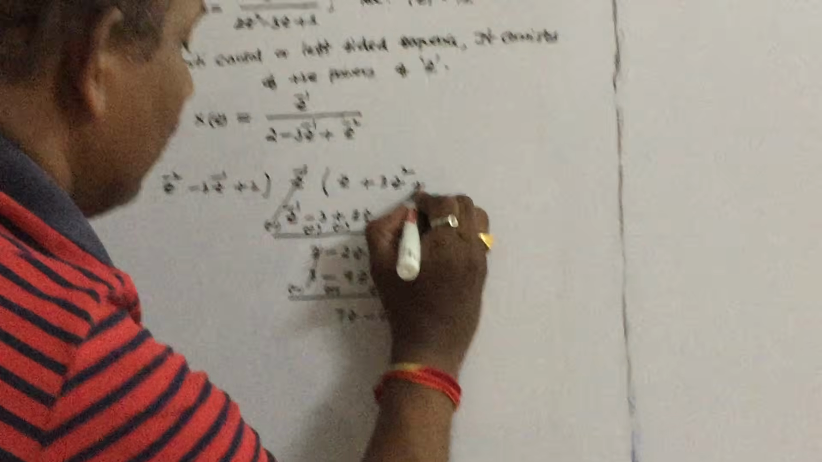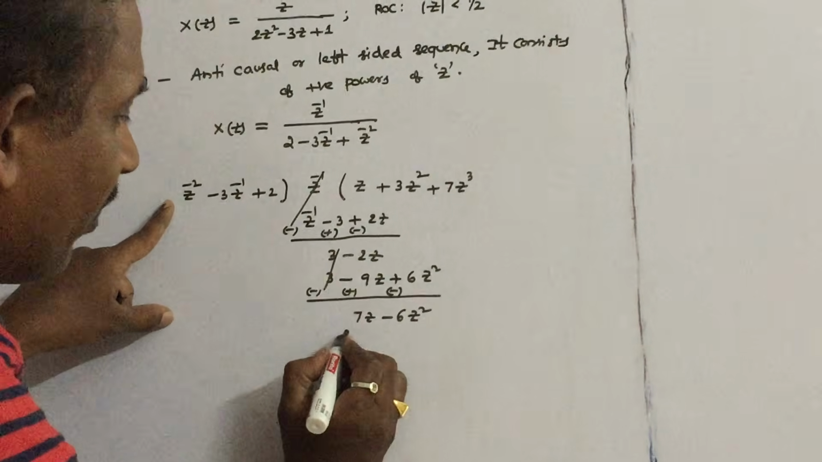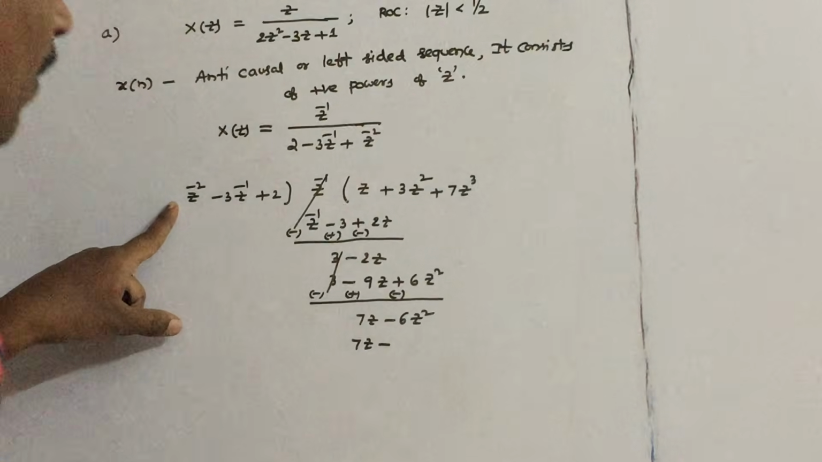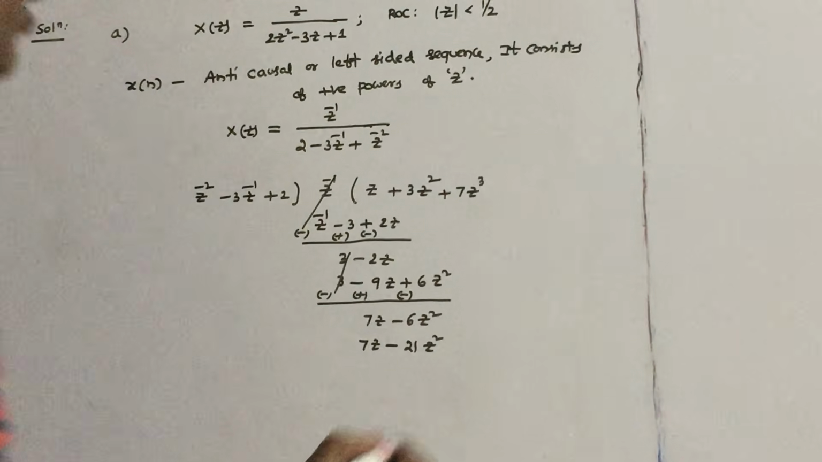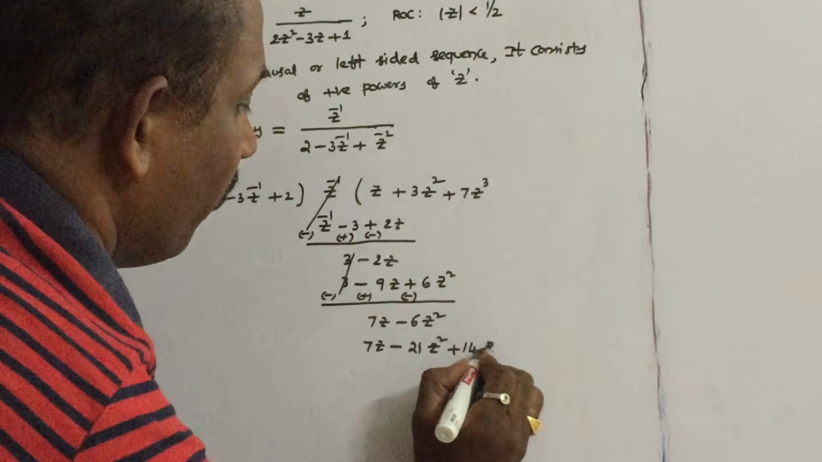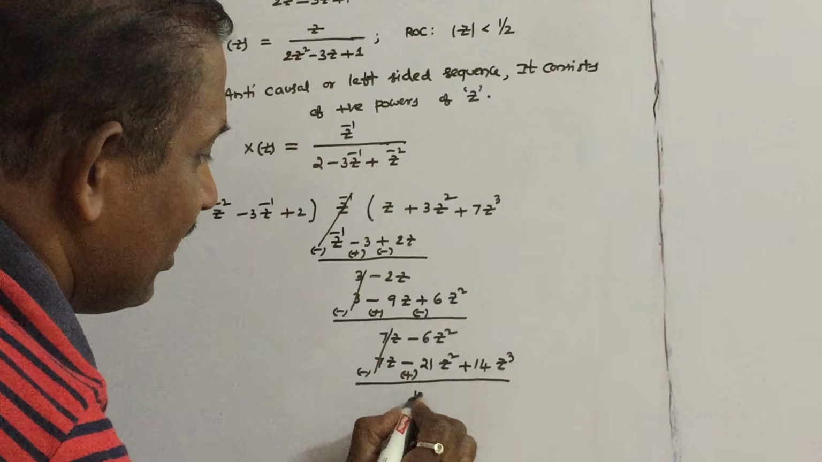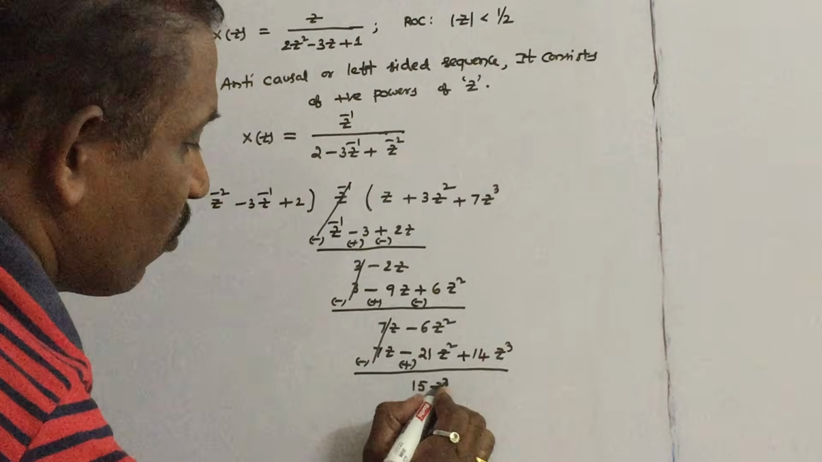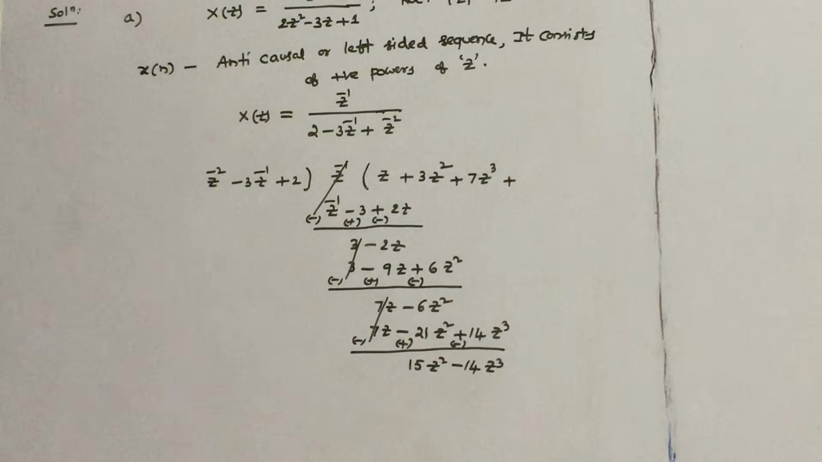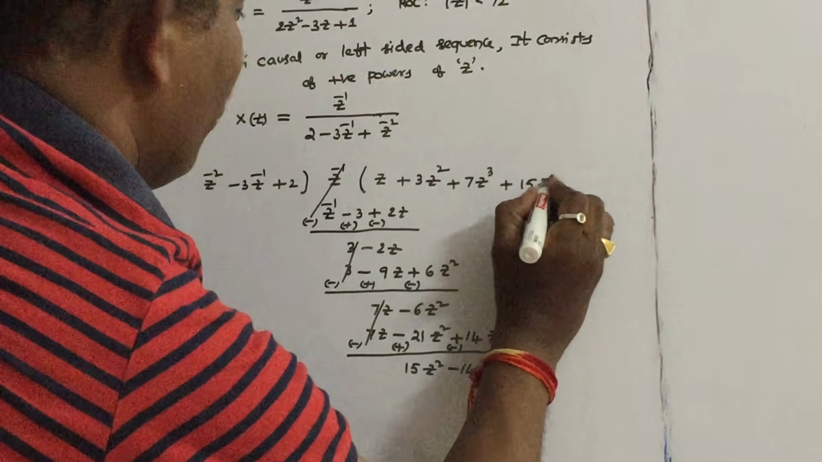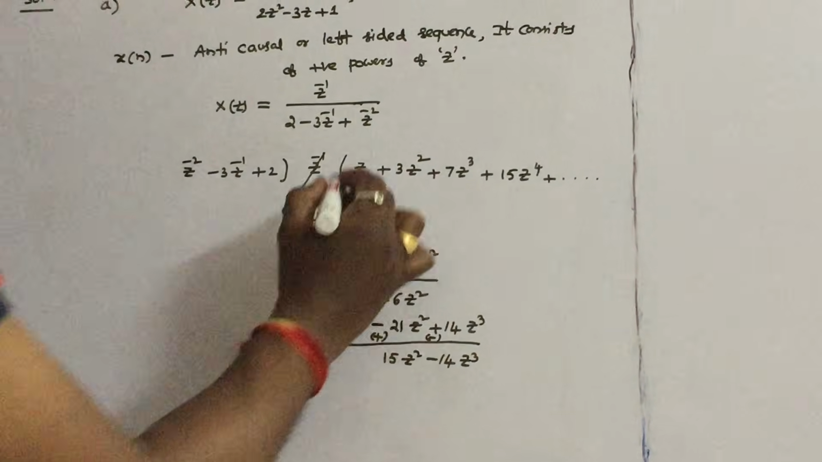So to get 7z, you have to multiply with 7z cube. So 7z cube into z power minus 2 will become 7z minus 21z square plus 14z cube. So let us cancel out these two. So it will become 21 minus 6, 15z square minus 14z cube. So just multiply with 15z power 4, you get 15z square. So leave this division after 4 or 5 terms.